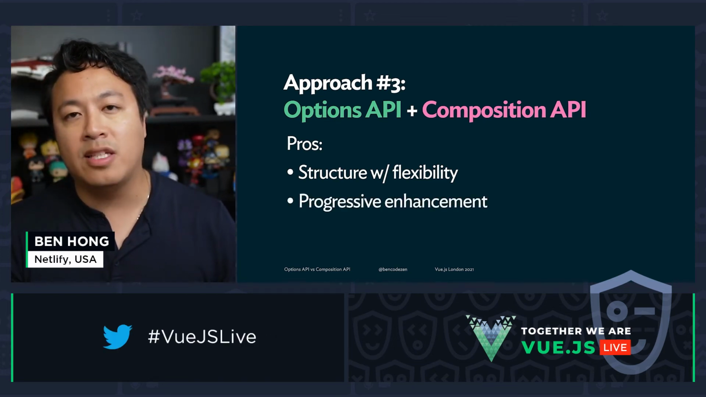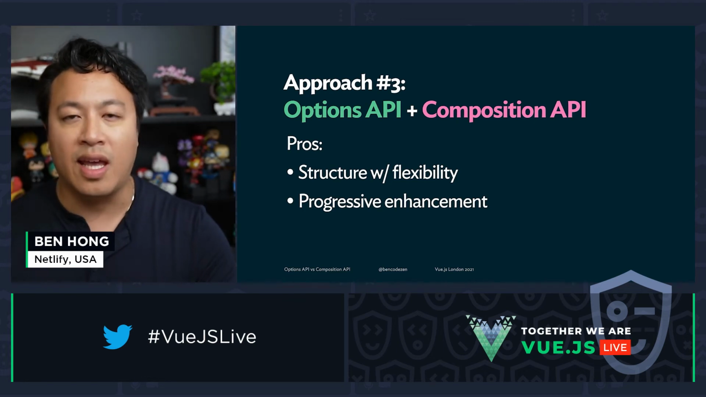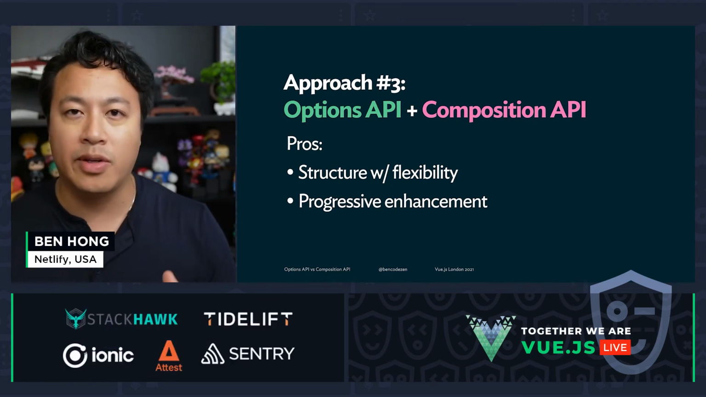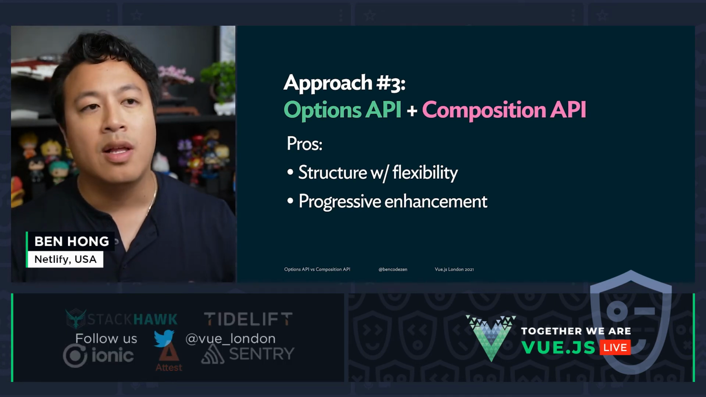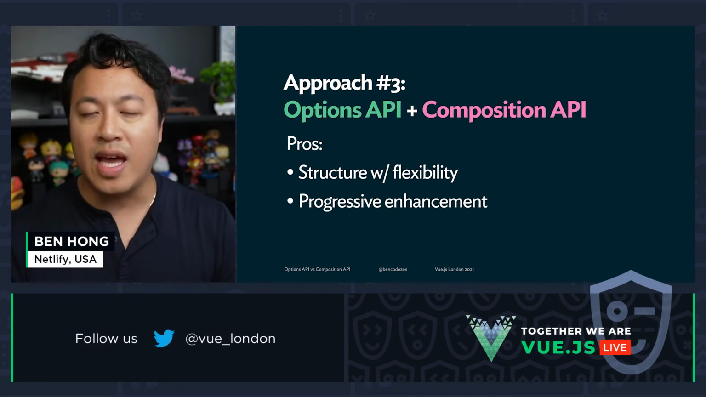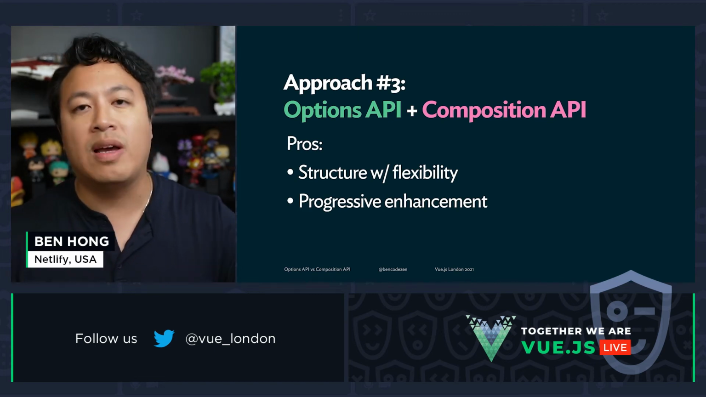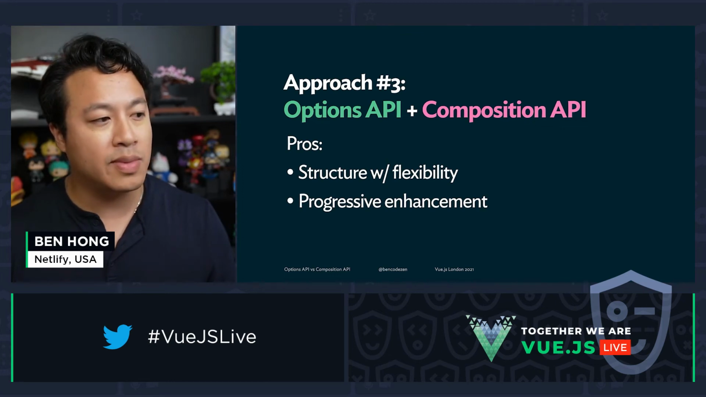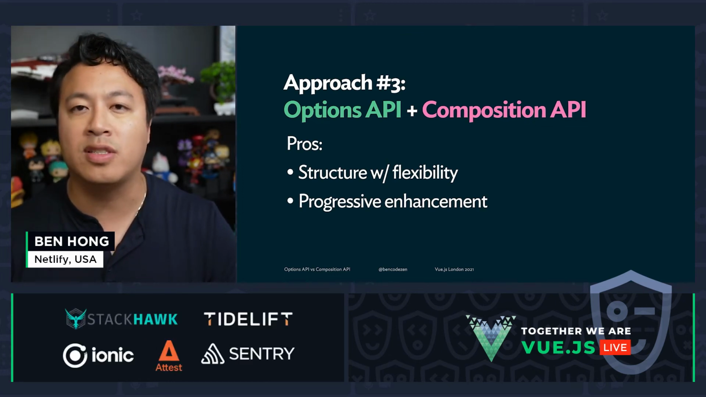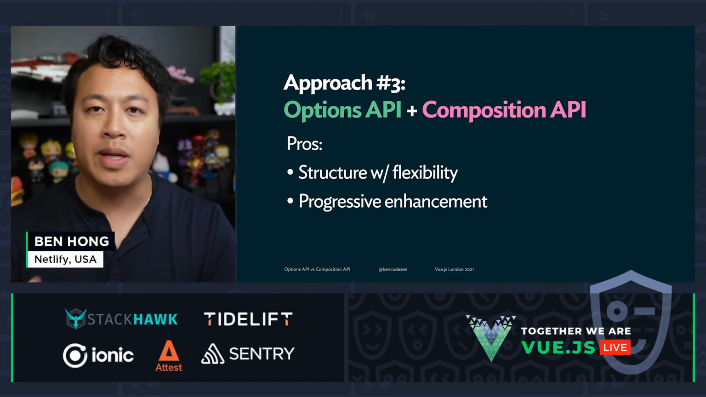Another nice thing about this approach as well is you can progressively enhance code. So in other words, especially if you're coming from a code base that has been around for a while, already using options, for example, there is a way for you to progressively add Composition API features without having to refactor everything and rewrite all of your code, which again, to me, is one of Vue's biggest selling points as far as its flexibility to accommodate different situations.